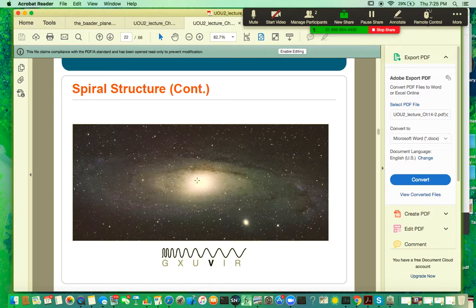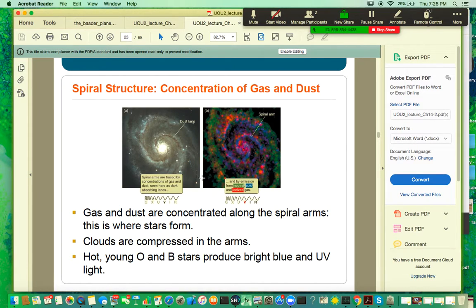That's another example of a spiral galaxy. It is a spiral galaxy because there is a dark dust lane you can see clearly in this picture, and more so in here. So gas and dust are concentrated along the spiral arms. This is where the stars form.